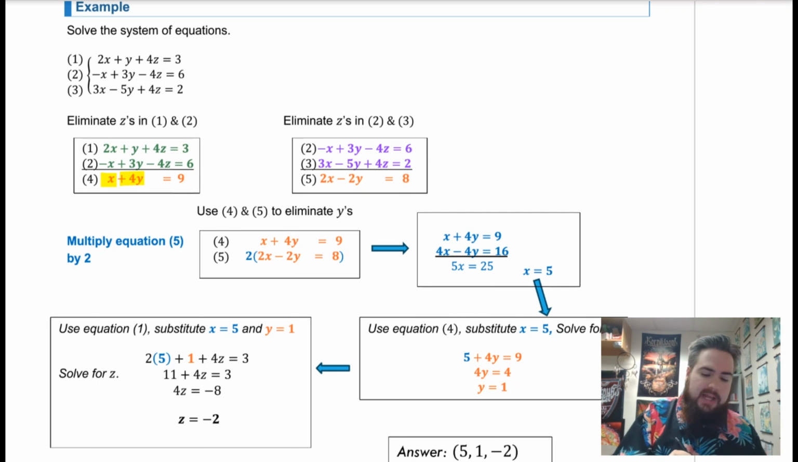Since we decided to eliminate z with two of those equations, we're going to take another pair of equations and eliminate the same variable. So we're going to try to eliminate z again. Again, thankfully, this was a pretty convenient example. Here we're going to take equations 2 and 3. And again, we're going to try to eliminate z, which we can simply do by adding these two.